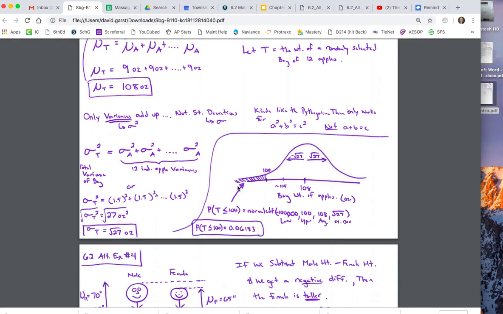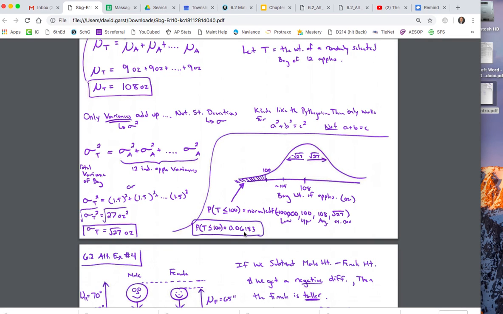So we're curious about the likelihood that a randomly chosen bag with a bunch of random apples in it is less than 100. Since it's a normal curve, we can just say the probability that the total bag weight is less than or equal to 100 ounces is normal CDF of negative a billion to 100 with an average of 108 and a standard deviation of square root of 27, which gives us a probability of about 6.183%.